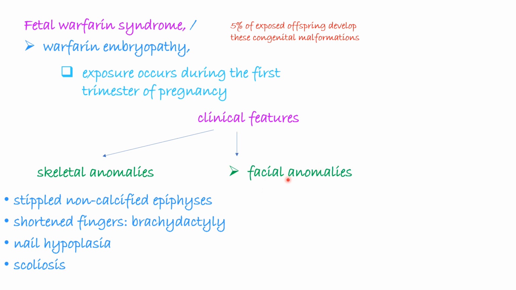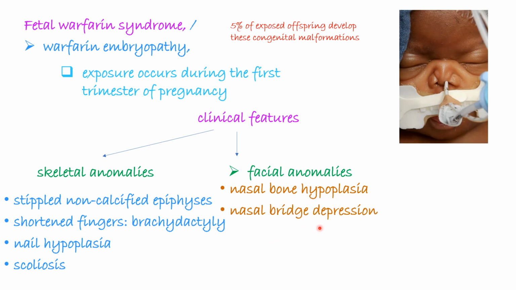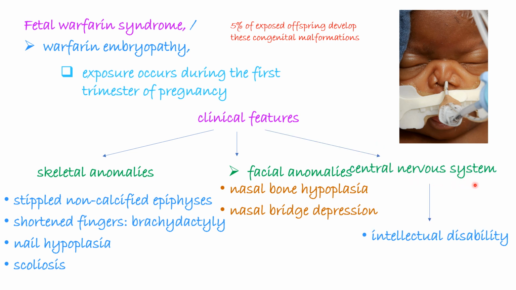scoliosis. In facial abnormalities, the most common are nasal bone hypoplasia and nasal bridge depression, as seen in the picture above. In addition to that, you can also have CNS anomalies, and this is when you have intellectual disability as the child grows older, seizures, and then ventriculomegaly.